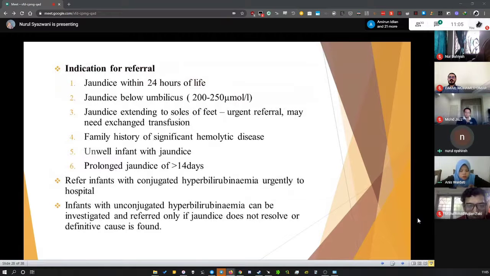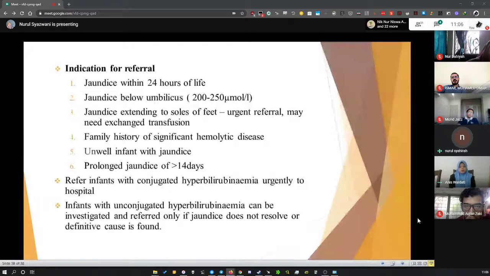And then the indications for referral to hospital: first is jaundice within 24 hours of life. Then jaundice below the umbilicus, which indicates about 200 micromole per liter. Jaundice extending to the soles of the feet needs urgent referral, and this baby may need exchange transfusion as treatment. Then there is a family history of significant hemolytic disease, the infant is unwell with jaundice, and also prolonged jaundice of more than 14 days.